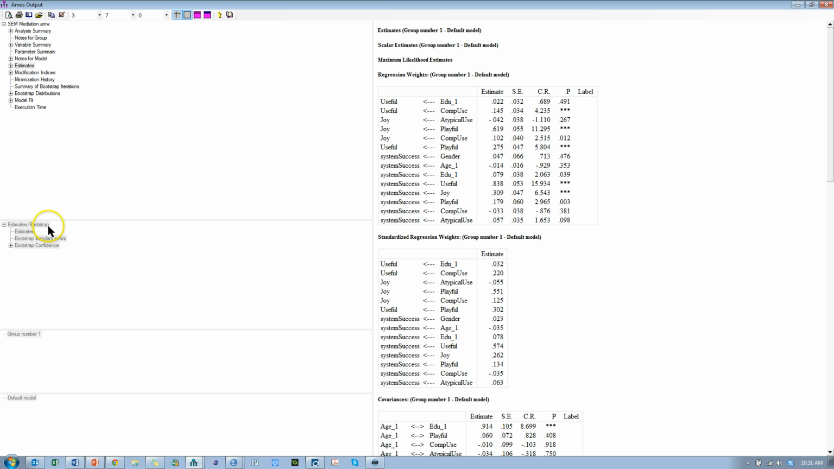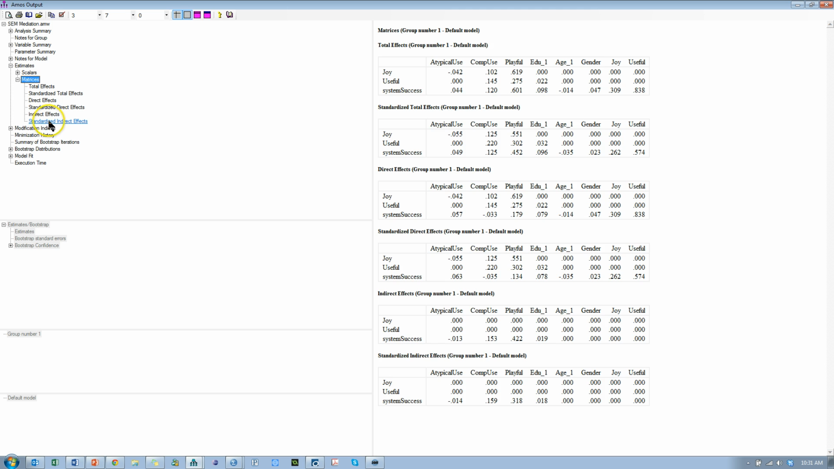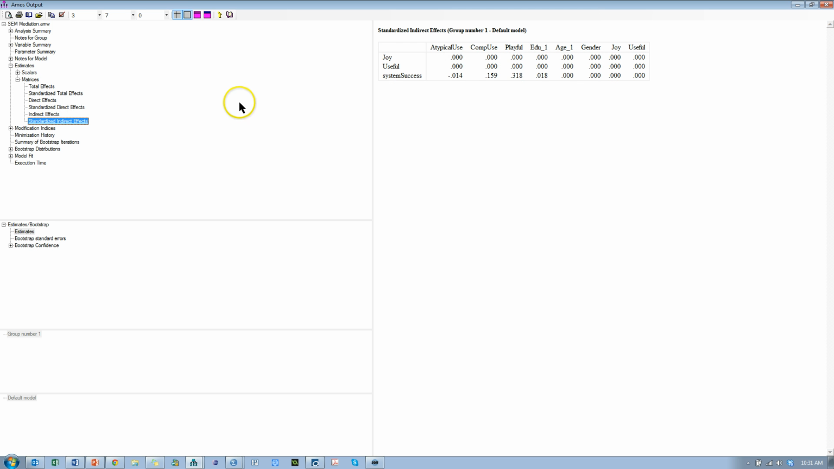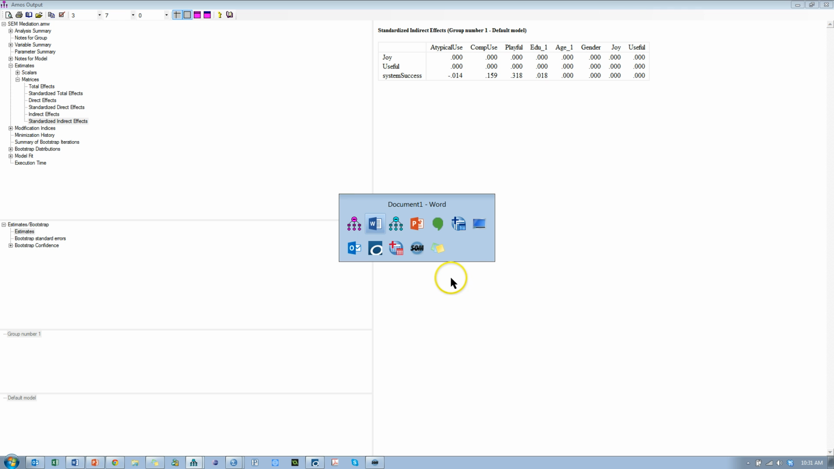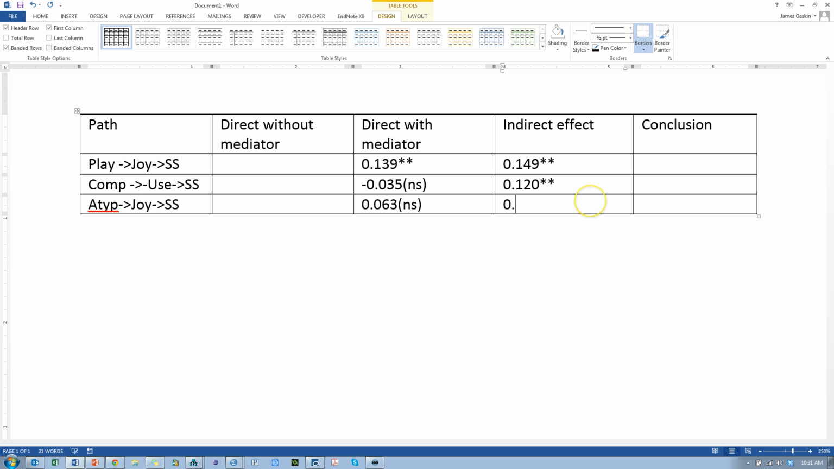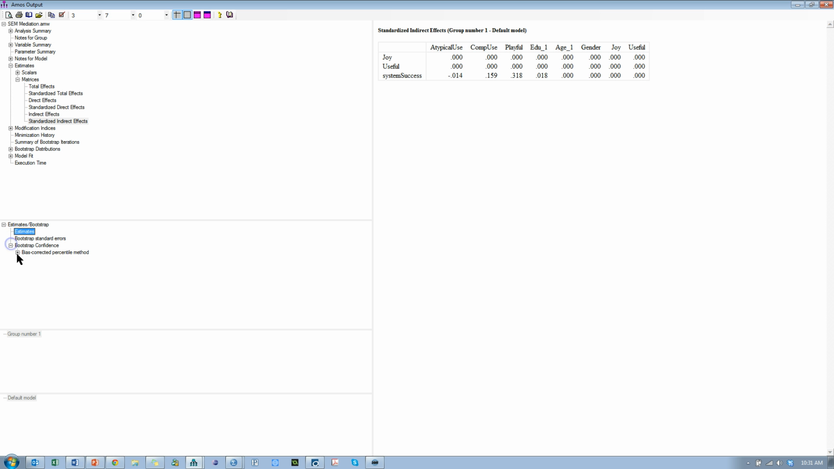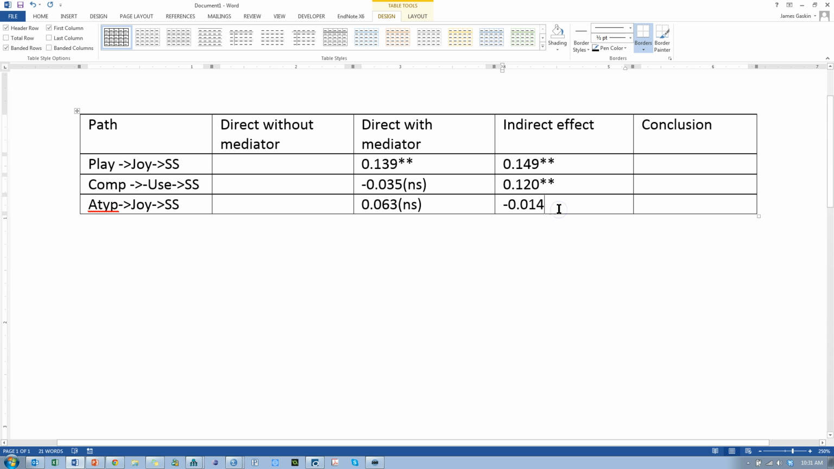Okay. And to answer your question, one more thing real quick. Somebody asked here, where do we get those values for the indirect effect? It's estimates, matrices, standardized indirect effects. And then there's this matrix, and we were looking at atypical use to system success, negative 0.014, probably not significant. Let's find out if it's significant. Bootstrap, bias corrected, two-tailed, and it is not significant. That's greater than 0.05 or 0.1, so not significant.